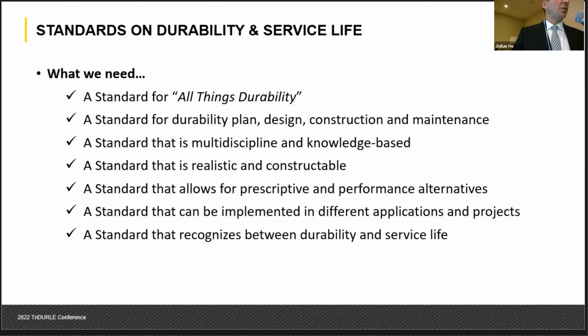Realistic and constructible. We cannot just start thinking and dreaming that we're going to be able to do things that are just right in the lab, but not in the field. We need to be realistic, including alternatives, prescriptive alternatives, because sometimes you need to move fast and you need to get the job done. Sometimes you can spend a little more time and do performance testing and qualification, right? Then you also need to make sure there are going to be different applications and different types of projects where you're going to be using all that concrete, right?